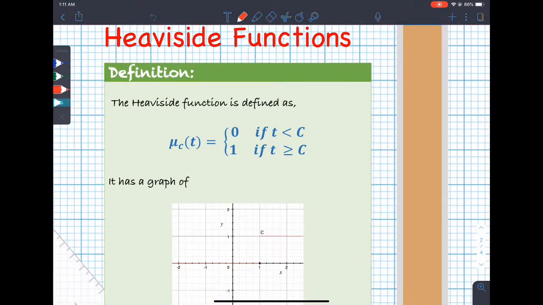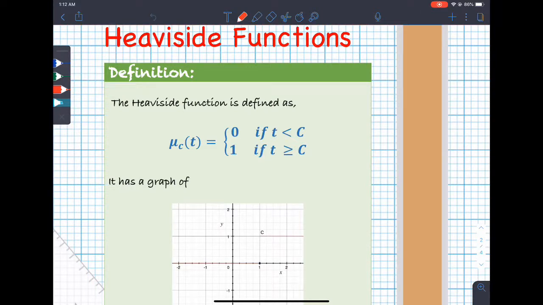So when we say Heaviside function, this is a unit step function. It has only two values, which is defined by this function: mu sub c of t is equal to 0 given that t is less than c, but if it is greater than or equal to c, that would make it equal to 1. So there are only two discrete values for a Heaviside function. It's either a 0 or a 1.